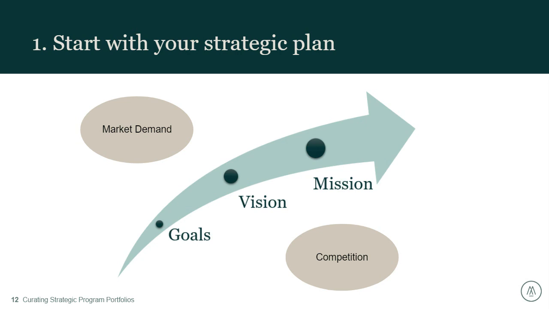So you'll want to make sure that everyone on your steering committee is really intimately familiar with your plan, your goals, priorities, vision, and mission. And as you're taking a look at your strategic plan, also consider the external factors like market demand, program competition, and student forecasts to see if your goals can be reasonably achieved.